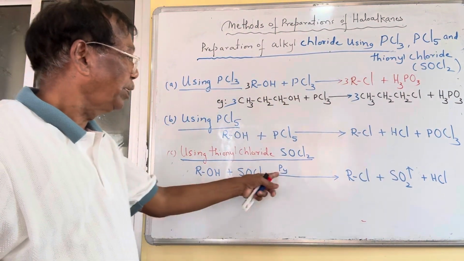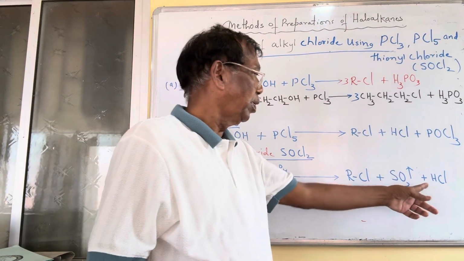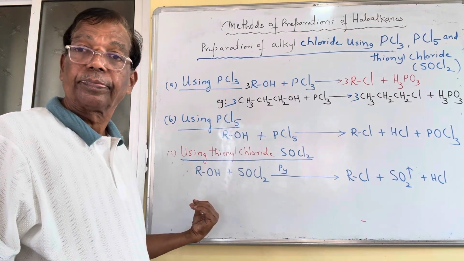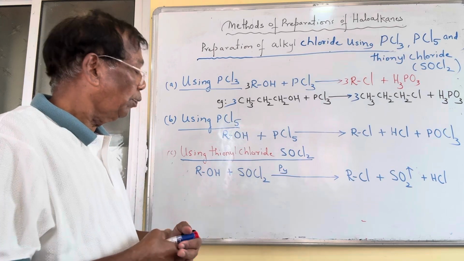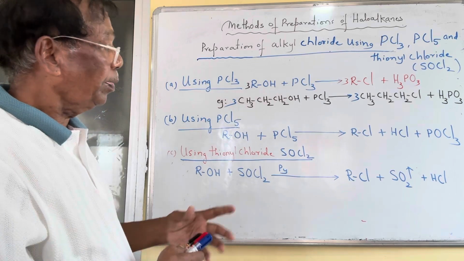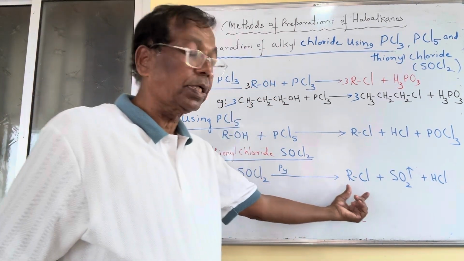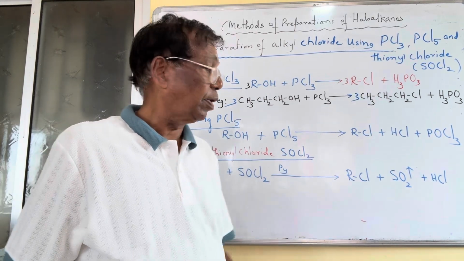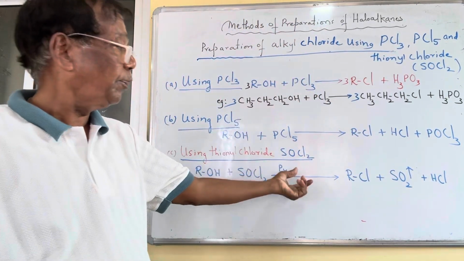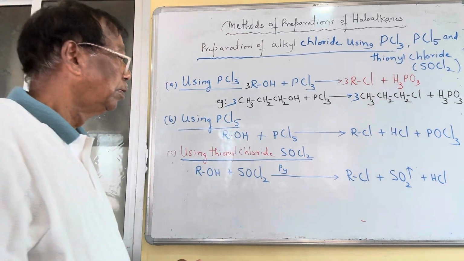Now why is pyridine here? This HCl which is formed and the sulfur dioxide that is formed here can reverse the reaction. So in order to avoid that reversing of the reaction, they use pyridine. Now remember, this method is the best method of preparation of pure alkyl chloride. Remember, pure alkyl chloride. Why? Because sulfur dioxide is escaping out, HCl also is escaping out. What is left there is RCl, alkyl chloride. So it is the best method of preparation in the pure form.